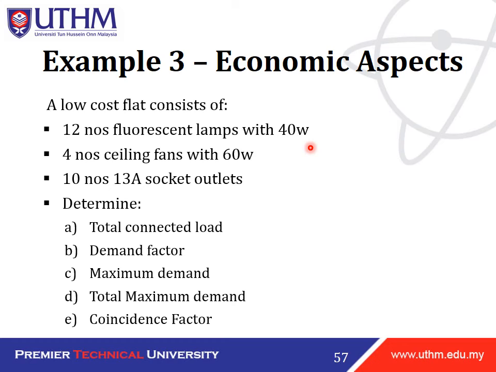Okay, we move to example 3. So we have a low cost flat consisting of 12 nos fluorescent lamps with 40 watts, 4 nos ceiling fans with 60 watts, 4 nos 13 amp socket outlets, and then we need to determine the total connected load, the demand factor, the maximum demand, the total maximum demand, and also coincident factor. Okay, this is your homework to be submitted as your proof of attendance.